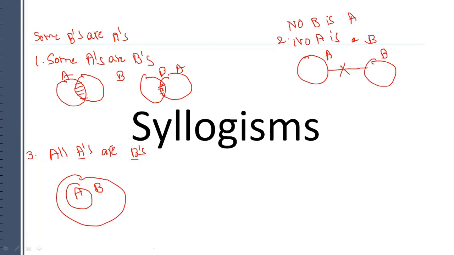For the third diagram, what are the possible conclusions? Some A's are B's is correct. Some B's are A's is correct. Next, all the B's are A's is wrong. Okay.